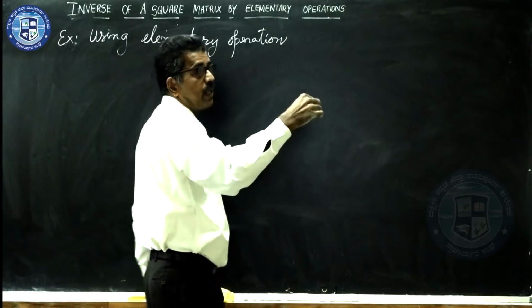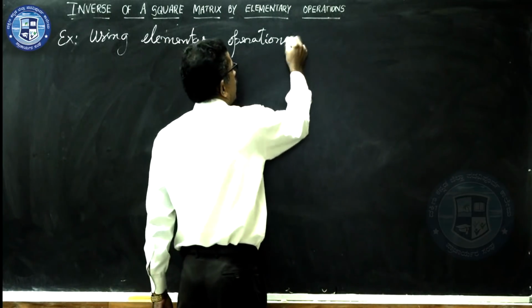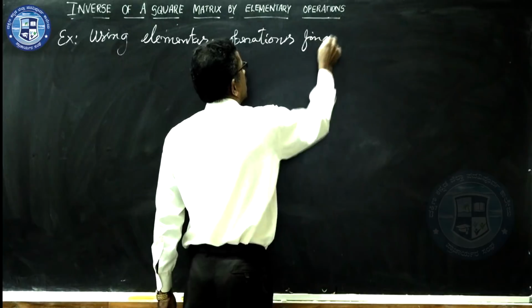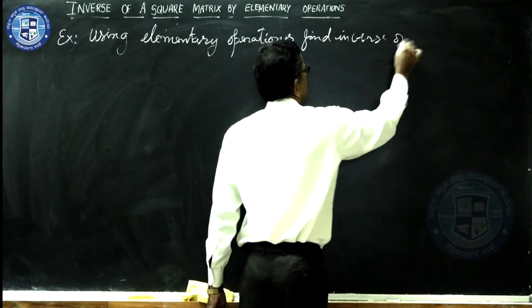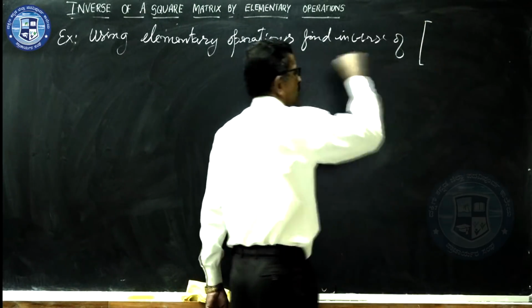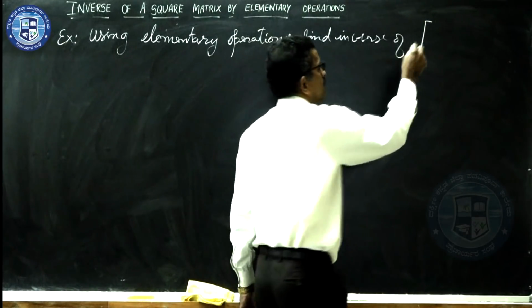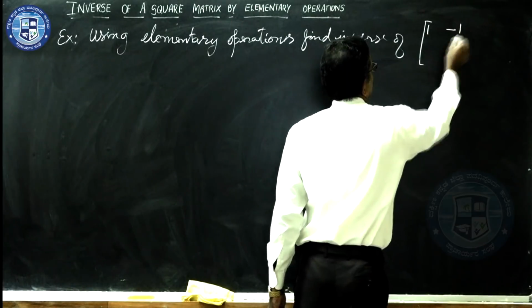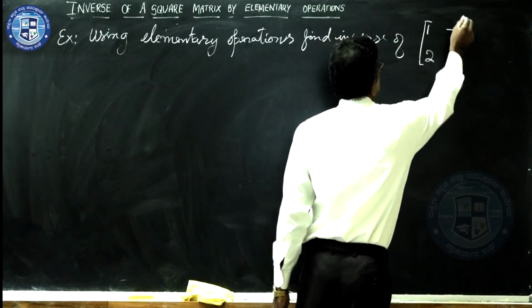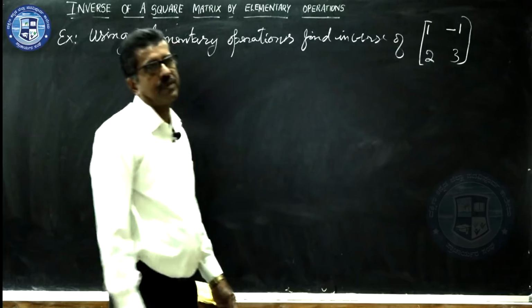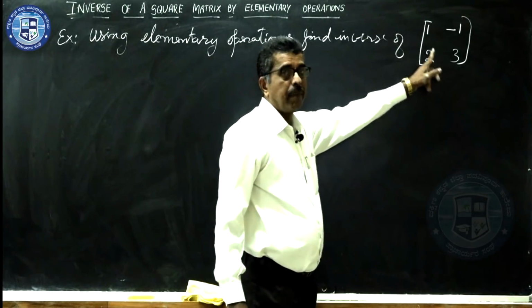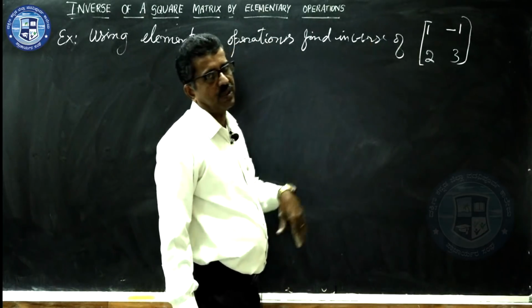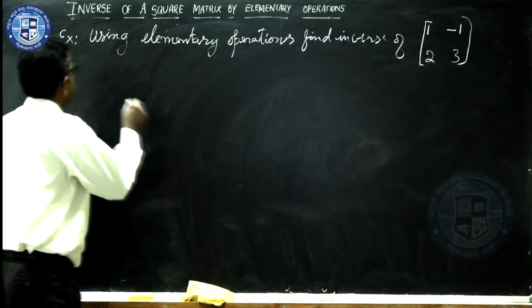Using elementary operations, find the inverse of a 2 cross 2 matrix, which is 1, -1, 2, 3. How can one find the inverse of this matrix? By applying elementary row operations. What has to be done?